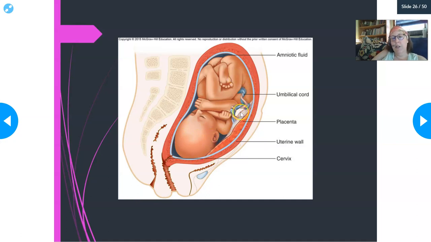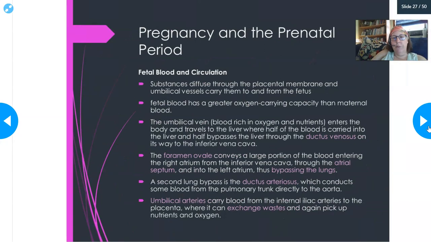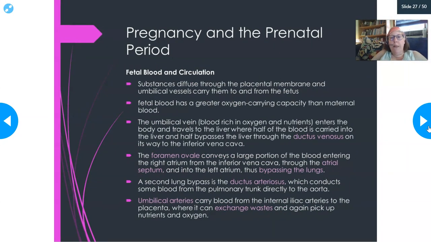Now, sometimes there can be complications with delivery. If the placenta is over the opening of the cervix, that's called placenta previa, and that could be deadly to both mom and baby. It usually requires a C-section. If the placenta tears away from the uterus, then you can have bleeding, and that's called placental abruption. That can also be dangerous and threatening to mom and baby. And of course, you do want head down, so if the baby presents butt first or feet first, you can have problems there too. So let's talk a little bit about fetal blood and fetal blood circulation.